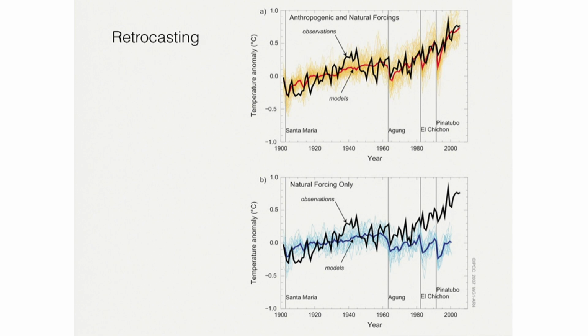Now, if you look at the bottom graph, you'll see that the blue line is all of those models, but with the greenhouse gases, the human-driven and the human components of climate change removed.